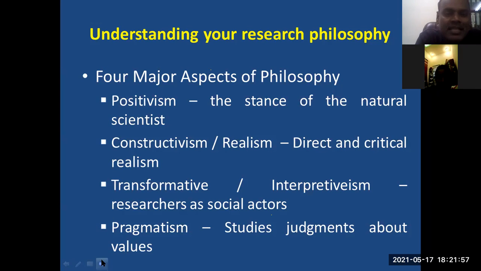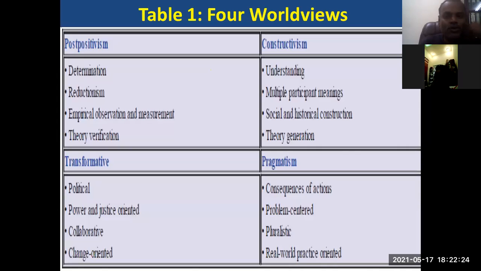So, in a nutshell, positivism stands for natural science. Constructivism is direct and critical realm. If you want to involve direct and critical knowledge generation, then you can go with constructivism or realism. Transformative mainly gives importance to social action. Pragmatism studies the judgment about the values of the phenomena. Based on this, this table will give you more understanding.